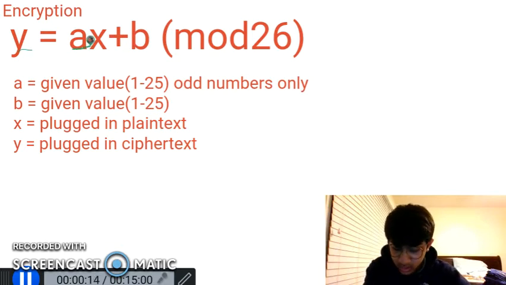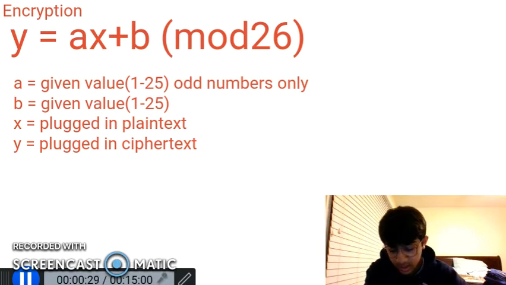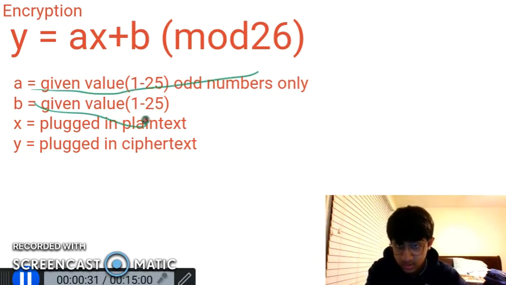Y equals ax plus b mod 26. So now you'll be wondering, what is a, what is b, what is y, what is x? So it starts off with a and b. For regionals and invitationals Codebusters, they will give you the a value and the b value themselves, and the a value is going to be an odd number.